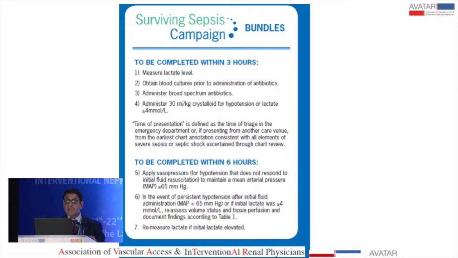Now, these are the Surviving Sepsis Campaign's bundles. That means within 3 hours of a person reporting to the emergency department, you should have measured lactate levels, obtained blood cultures, administered antibiotics, and given 30 ml/kg of crystalloids if there is hypotension to treat. Because, as I mentioned, every hour of delay is proving to be very expensive. And likewise, there are treatment bundles designed for 6 hours.